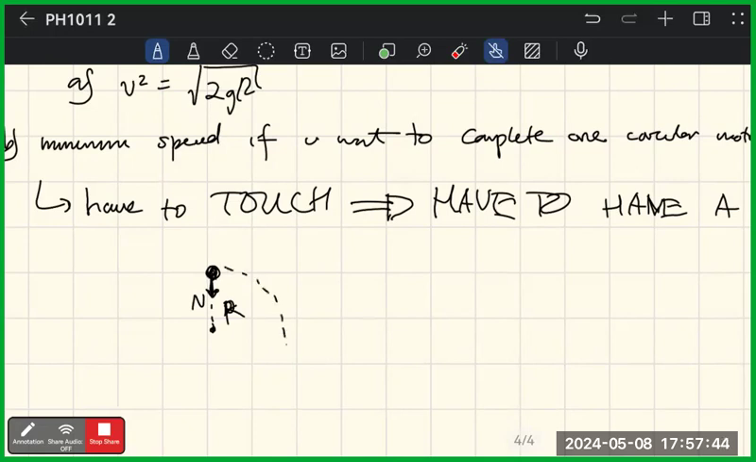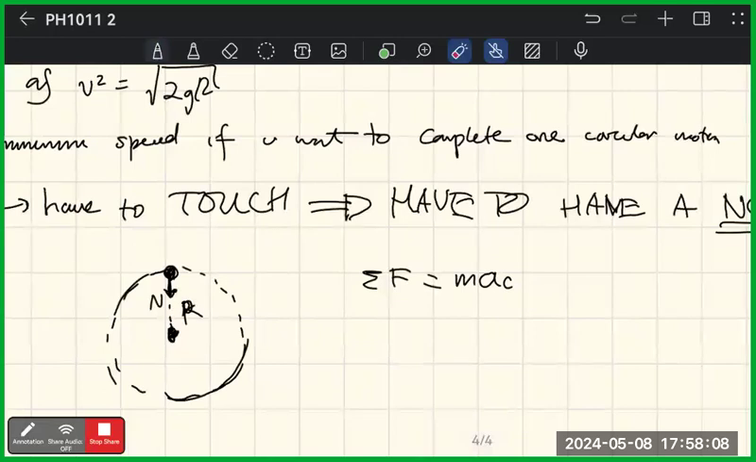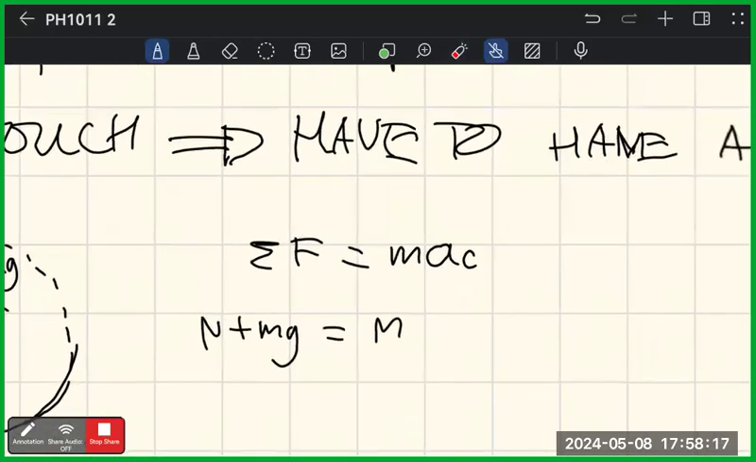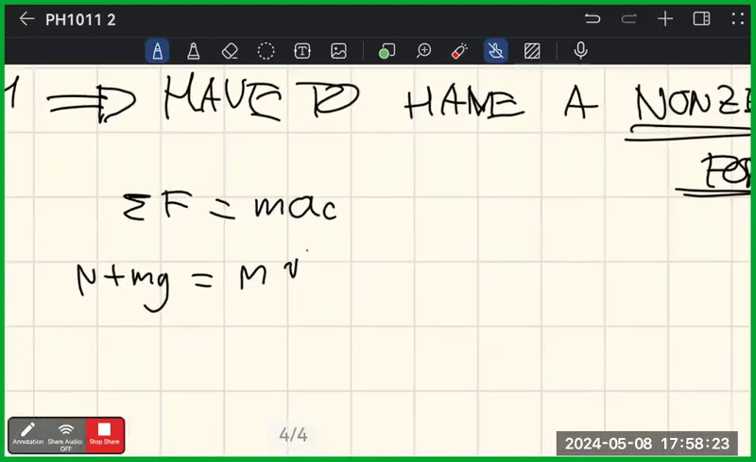Because this is a circular motion, with this point as the radius of the motion, we'll do the centripetal thing. Sigma F equals m times a centripetal. The forces here are both normal force and gravitational force. So N plus mg equals m times ac. ac has to be v squared over r, or omega squared r.